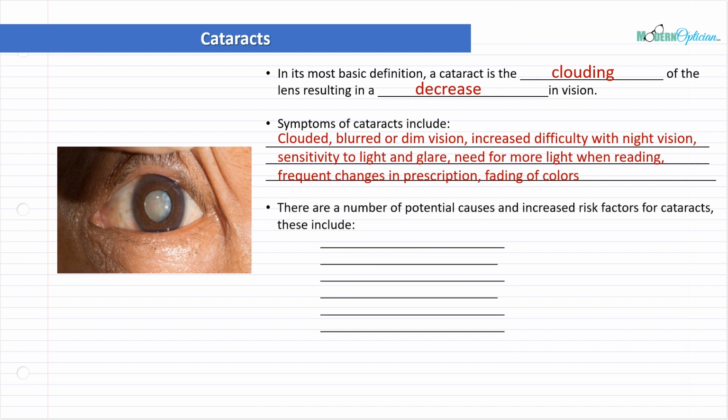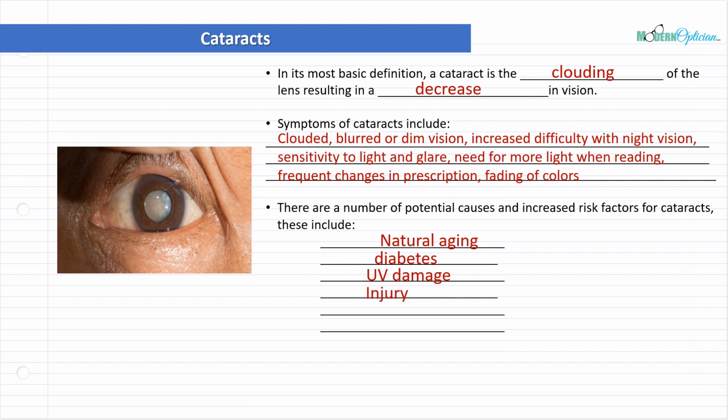Now, there are a number of potential causes and increased risk factors for cataracts. These include natural aging. At some given point, everybody is going to start to develop lens changes. And some of these other factors are going to accelerate that. However, natural aging is a natural part of the aging process. Diabetic patients do have more occurrences of cataracts, and diabetes does accelerate that process. UV damage has been known for years to be one of the main factors in developing cataracts.